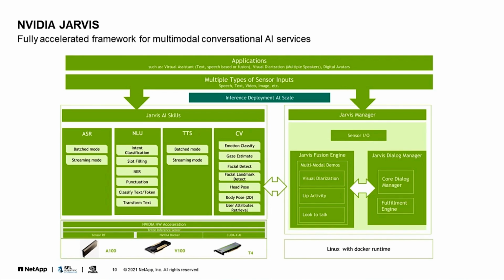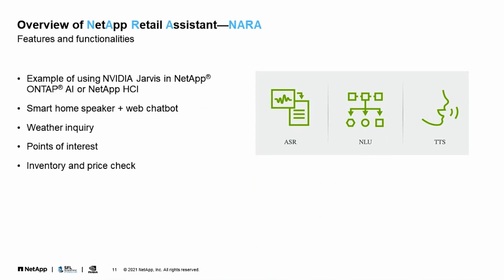Jarvis runs on Triton in the background, which is our inference server, and all the models run on TensorRT, which is our inference engine. So the inference for all models is optimized for the latest GPU, including A100, V100, and T4. The whole system can be easily deployed on Kubernetes in a single or multiple pods. Okay, Rick, back to you.